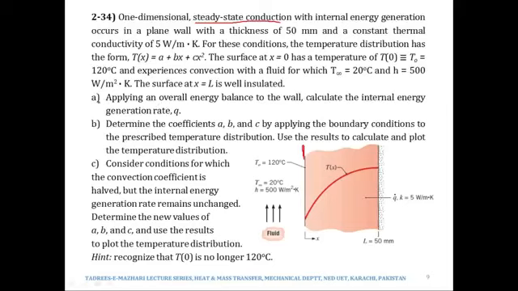In part A, it says that applying an overall energy balance to the wall, calculate the internal energy generation rate Q dot. So we have to find out Q dot using an overall energy balance. We used to find out the internal energy generation rate using the heat diffusion equation. So if someone thinks, why can't we do the same thing again, why can't we find out this Q dot using the heat diffusion equation in the Cartesian coordinate system?